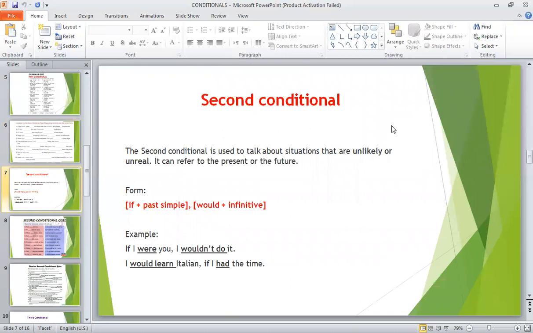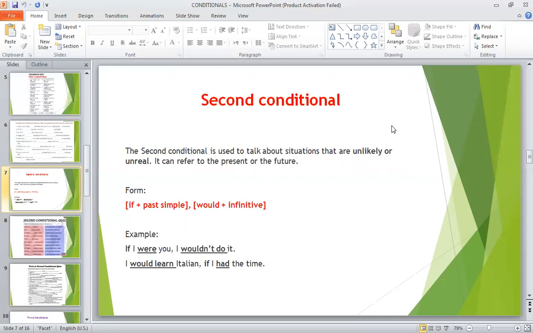The second conditional is used to talk about situations that are unlikely or unreal. It can refer to present or future. As I mentioned before, second conditional refers to present and future exactly like first conditional. What's the difference between them? First conditional refers to possible situations. Second conditional refers to unlikely or unreal situations. The sentence we talk about is the opposite of the truth. So this is the meaning of second conditional. We talk about something imaginative. We just imagine. So this is the difference between second conditional and first conditional.